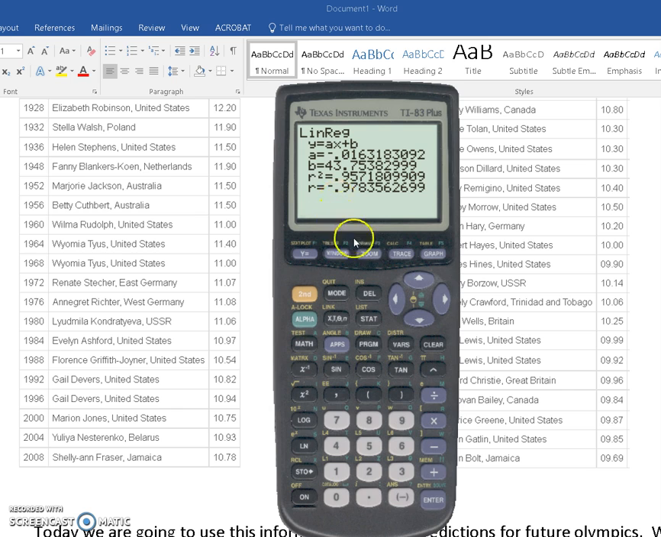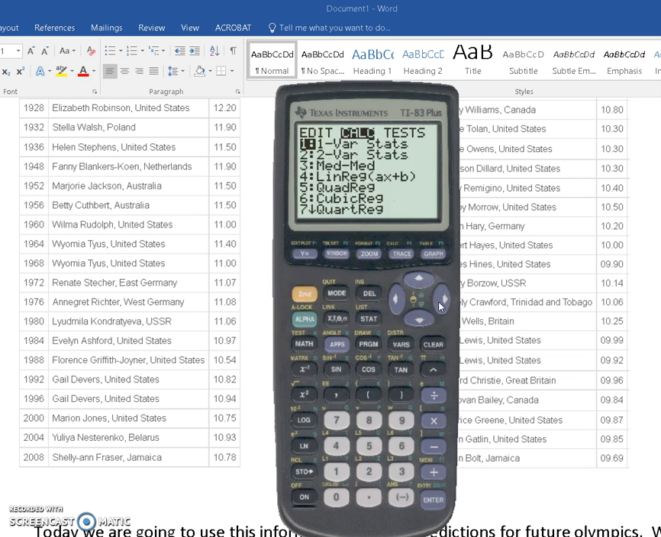And so then we want to do the same thing. Here's my graph. There's my women's times, and there's the line of best fit for the women's times. Now I want to do the same thing for the guys' times. So I'm going to go back to stat, move over to calculate, and again move down to linear regression.